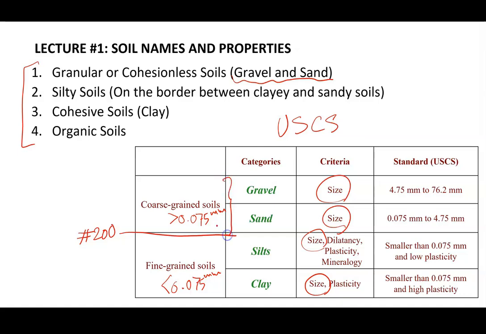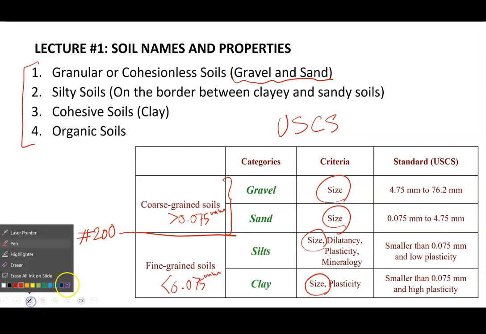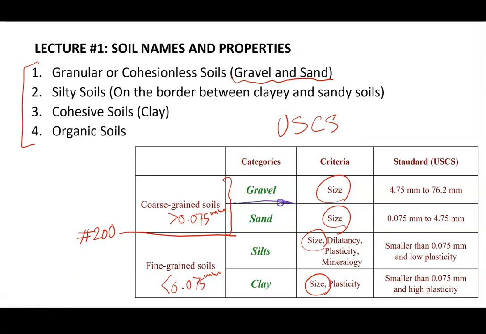Then if we look at coarse-grained soil, the particles can be divided to gravel and sand. Again, we can look at the size. So particles larger than 4.75 millimeters are considered gravel, and smaller than 4.75 millimeters, that's sand.